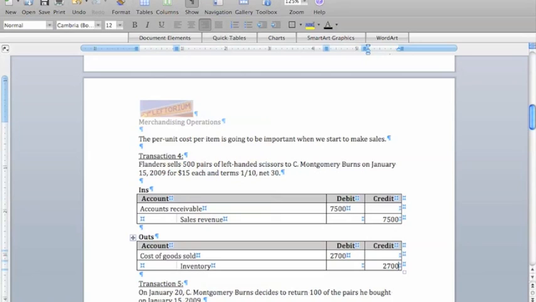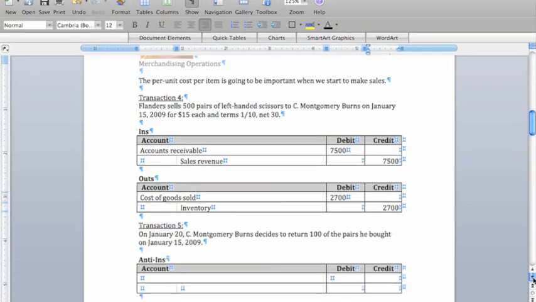So just to refresh, cost of goods sold is our income statement component, placing the expense of these items on the income statement, and the credit to inventory is our balance sheet component, showing that we don't have those items anymore.